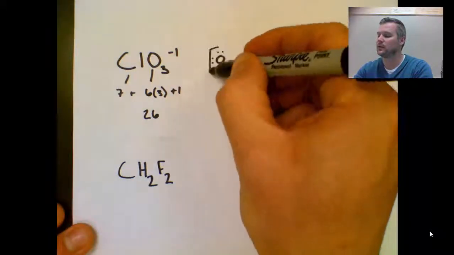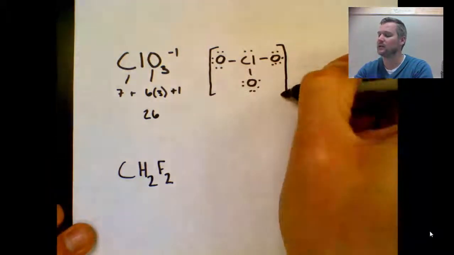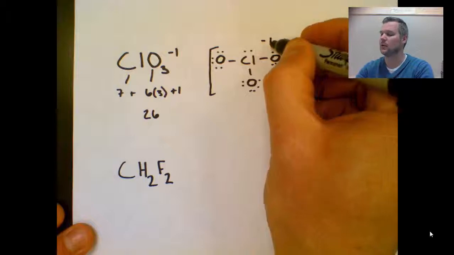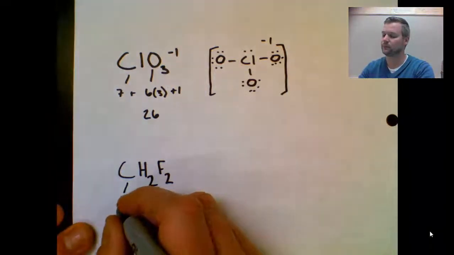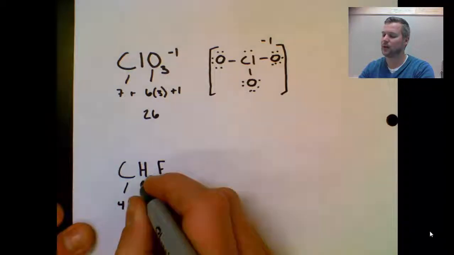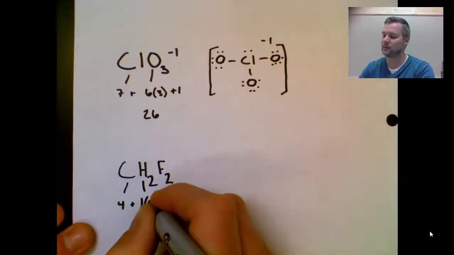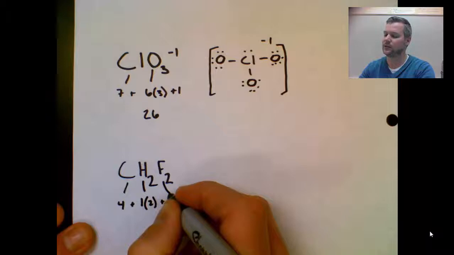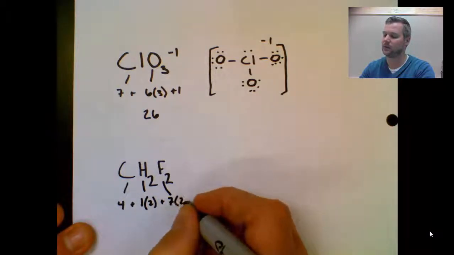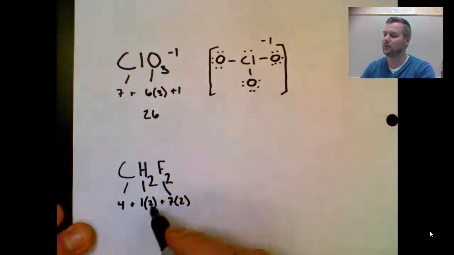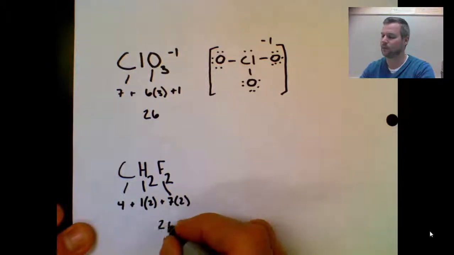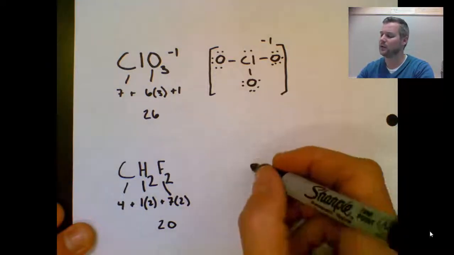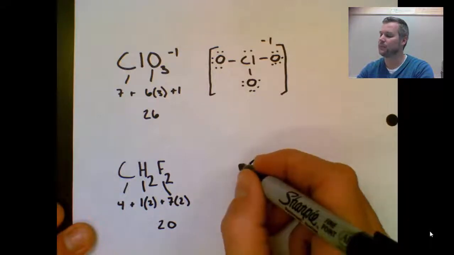Then since this is a charged particle, put it into square brackets. Finally, CH2F2. Carbon's in 4. Hydrogen's in 1, and there's 2 copies. Fluorine's in 7, and there's 2 copies. 7 and 2 is 14, plus 2 more gives you 16, plus 4 more gives you 20. If you have carbon, that's going to be in the middle. Never hydrogen.